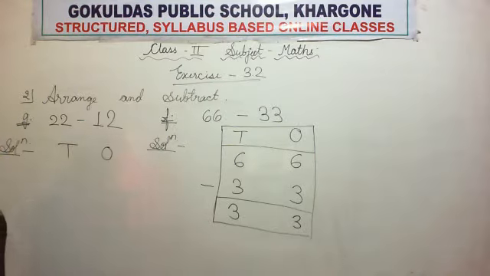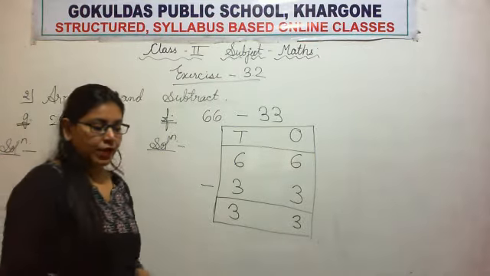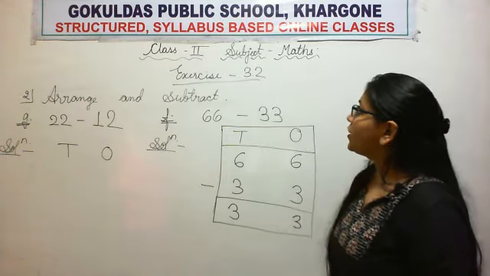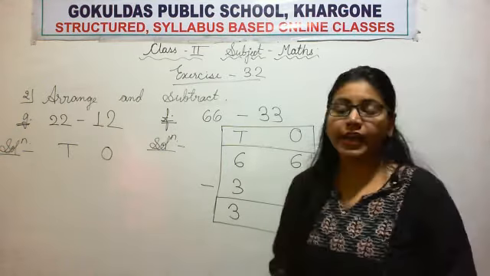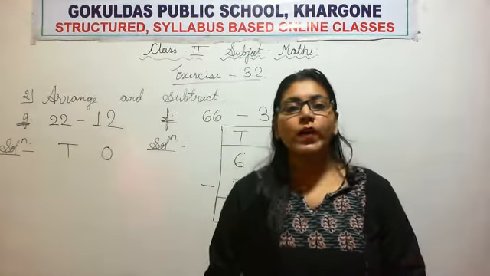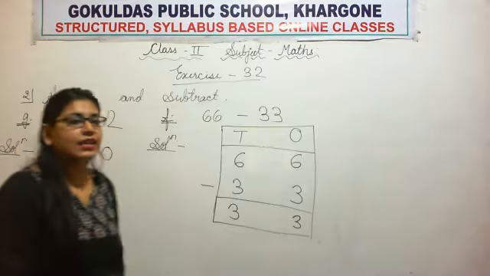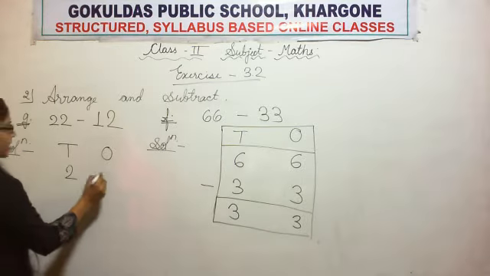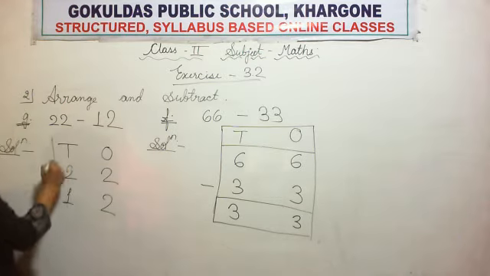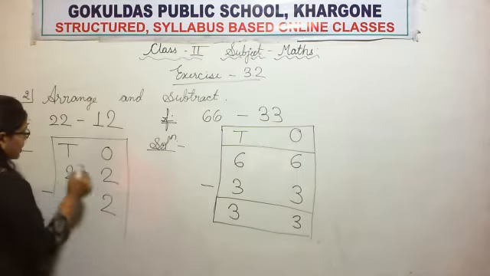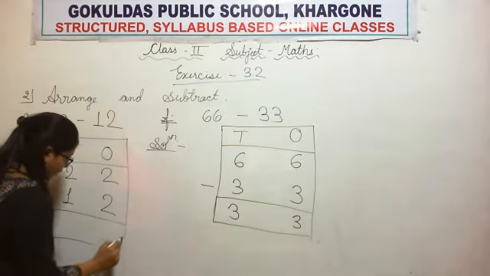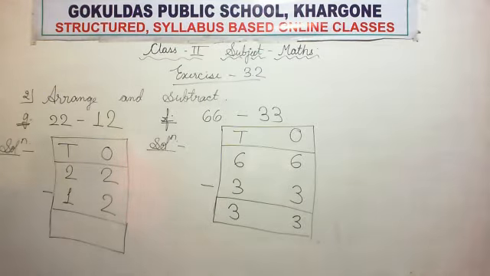Now which number is the bigger one? 22 or 12? Very good. 22 is the bigger number and 12 is the smaller number. So it means 22 is minuend and 12 is subtrahend. So let's write 22 as minuend and 12 as subtrahend and put the minus symbol, and make the table. See, we did all the things.